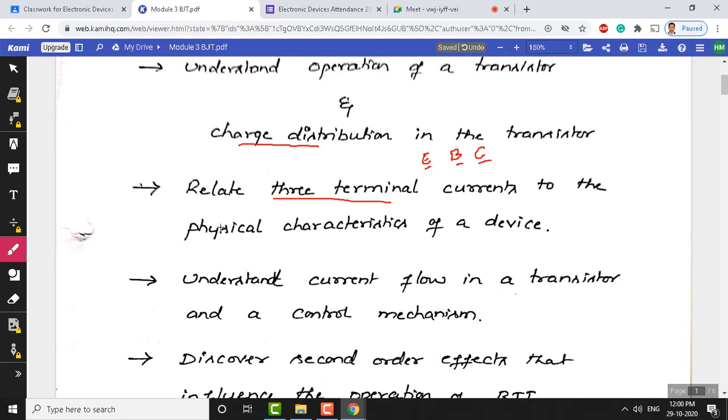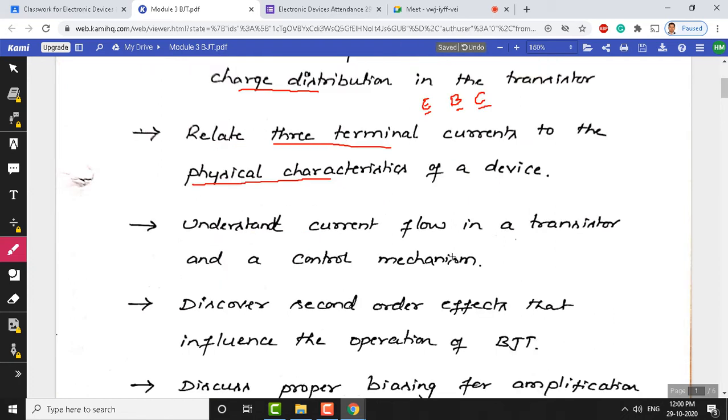We can also understand the physical characteristics of the device. Once we know how charge transport or charge distribution happens within each of these regions, that leads to the current flow in each of these terminals, and finally you can obtain the physical characteristics. When we say physical characteristics, you may need to plot the input characteristics and output characteristics of the device, and analyze its working principle. We need to understand the current flow mechanism in a transistor, and also the control mechanisms. This is very important.